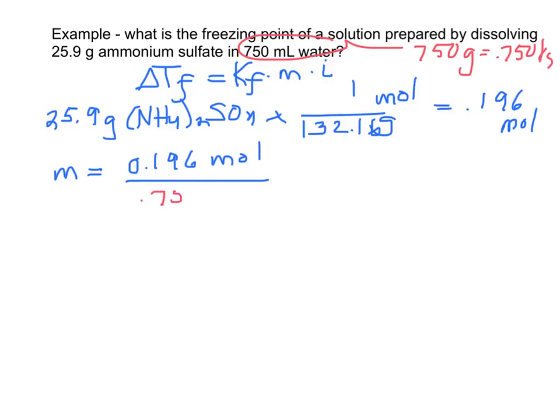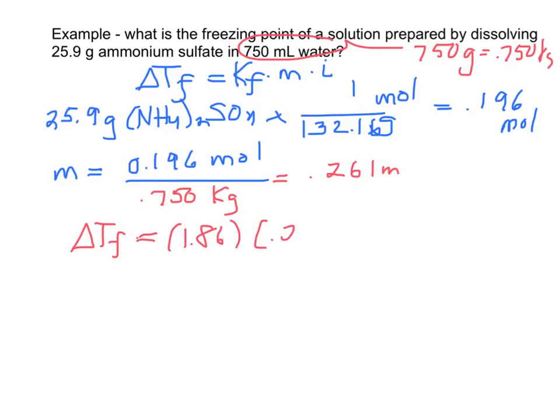So we'll put that here. And if we do that out, we get a molality of 0.261 molal. So now we'll go ahead and plug it into our formula for freezing point. So Kf is 1.86, molality is 0.261, and the i. So what's the i going to be for ammonium sulfate? Looks like we'll get 2 ammoniums and a sulfate, so i is 3. So this equals 1.46 degrees Celsius.